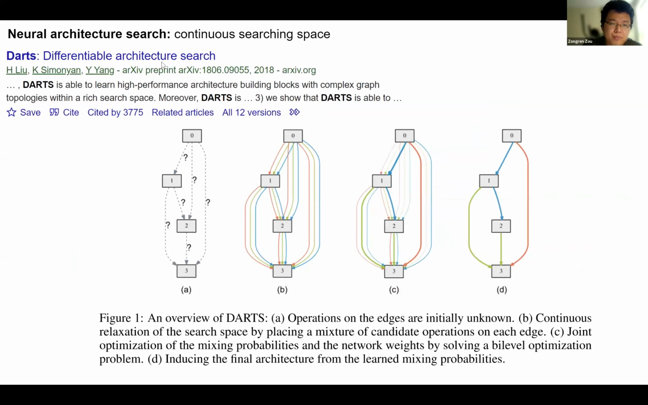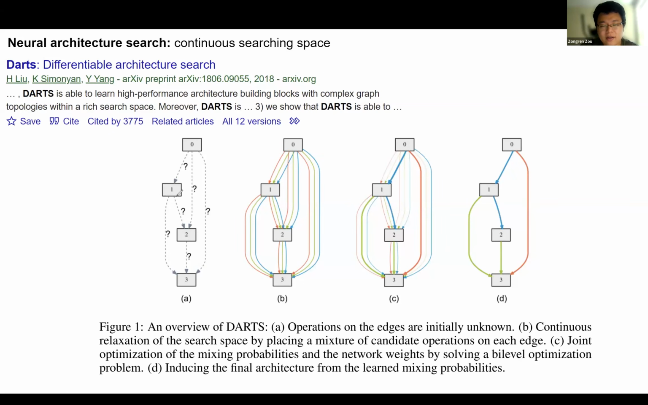And the DARTS method solves this discontinuous issue by relaxing the discontinuous search space to continuous searching space. So, parameter sharing and this predefined, pre-created computation graph are still used. And so still for the neural network architecture, the neural network has 4 nodes, and the connections are to be determined.